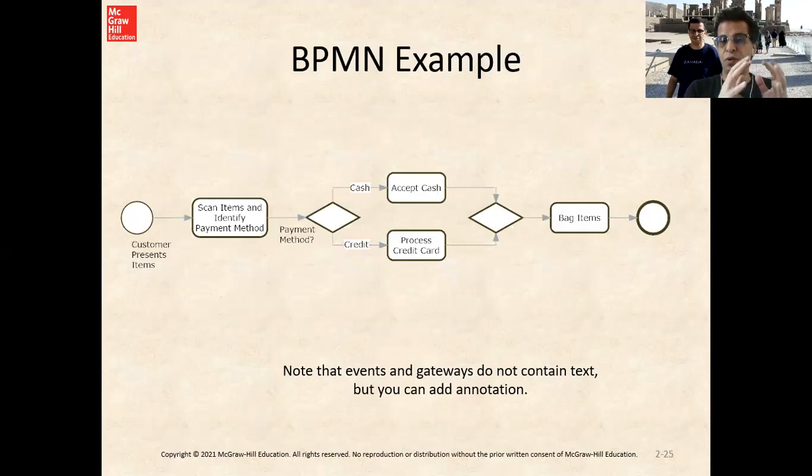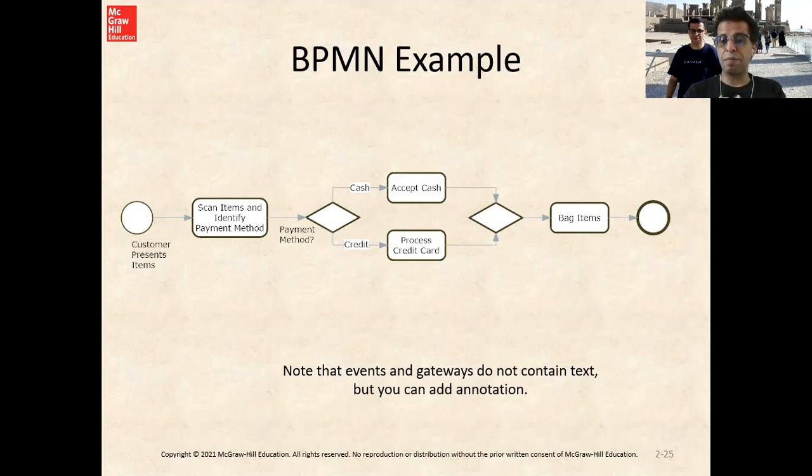So if you notice here, an example of BPMN, a businessperson should see that and understand how the business is happening. Note that the event and the gateway do not contain any text here, but it can be added as notations. So you notice first the customer presents the item, okay? You scan the item and identify the payment method. So right away you tell them how you're going to pay.